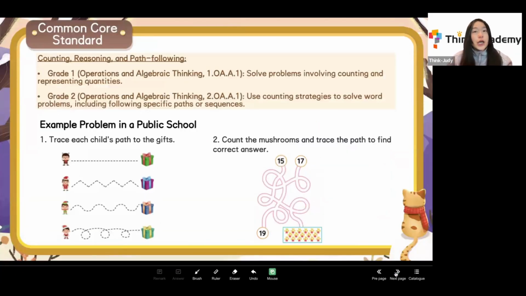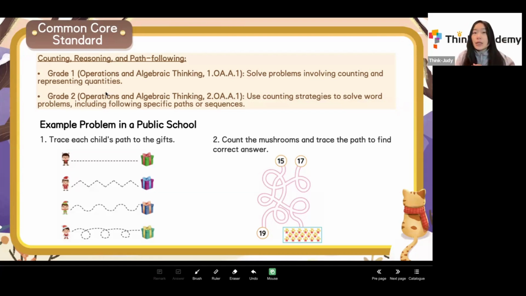So here, if we come back to the school math, we can take a look at the Common Core standard. It's more like what? Choose the right route, right? And then it is actually similar to path following and also counting and reasoning. So it's something we're going to learn in first grade about how to solve problems involving counting and representing quantities. For example, we need to count how many there are. 1, 2, 3, 4.